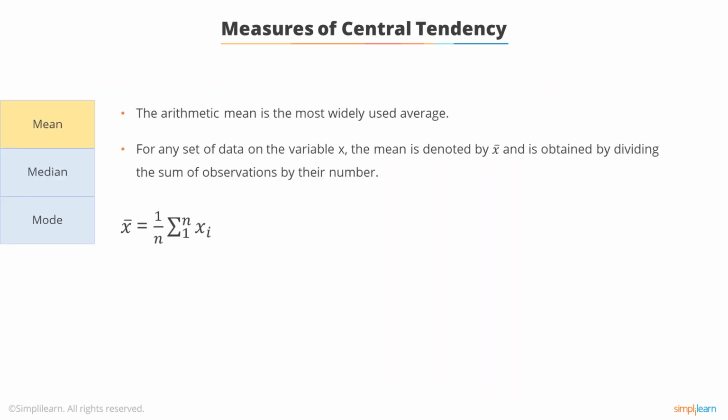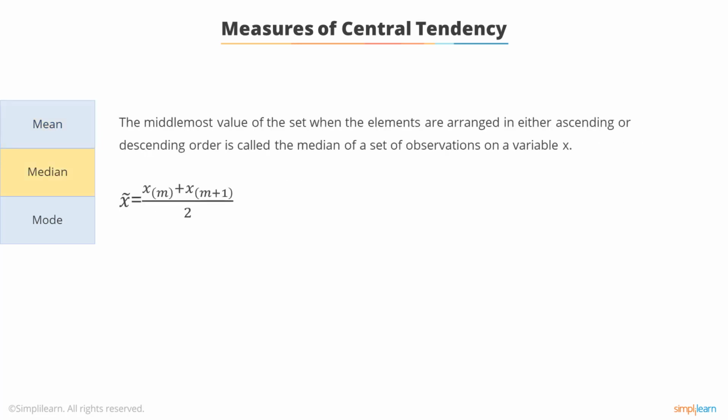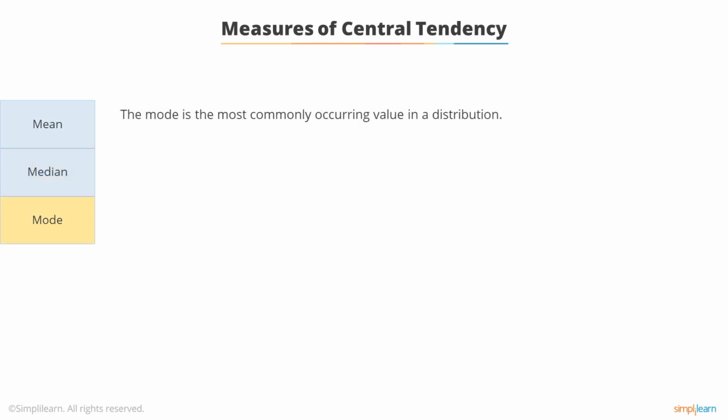So for the mean, it's commonly referred to as the average. For any set of data on the variable x, the mean is denoted by x bar, and it's obtained by dividing the sum of all observations by the total count of observations. The middlemost value of the set, where the elements are arranged in ascending or descending order, is called the median of a set of observations. So that median is essentially directly in the middle. And then the mode is the most commonly or most frequently occurring value within a distribution.